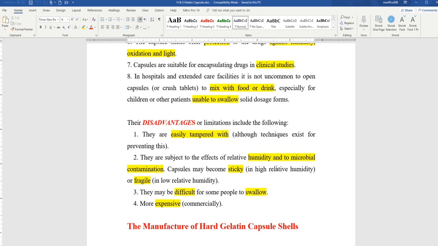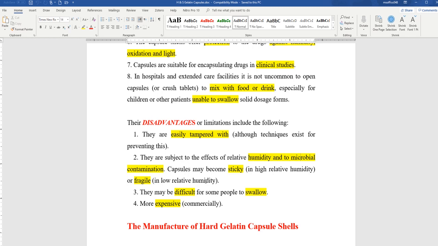If you have low humidity, this is also not good, because capsule shells will lose moisture from the shells. The shells become not elastic, not flexible, they will be fragile, meaning they can break easily in low humidity.